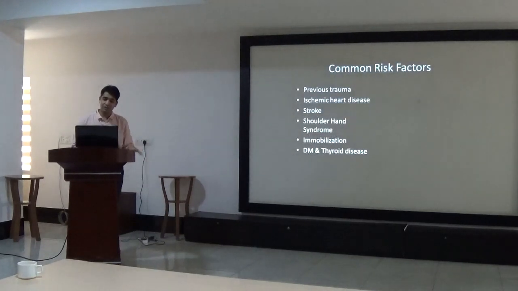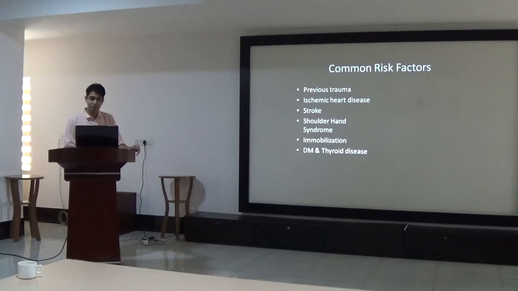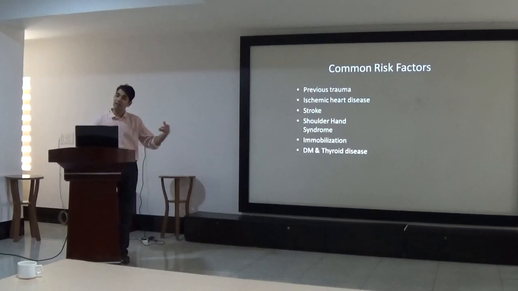So the common risk factors are ischemic heart disease, previous trauma, stroke, shoulder hand syndrome. Even shoulder hand syndrome might eventually lead to frozen shoulder, but it might start as shoulder hand syndrome.